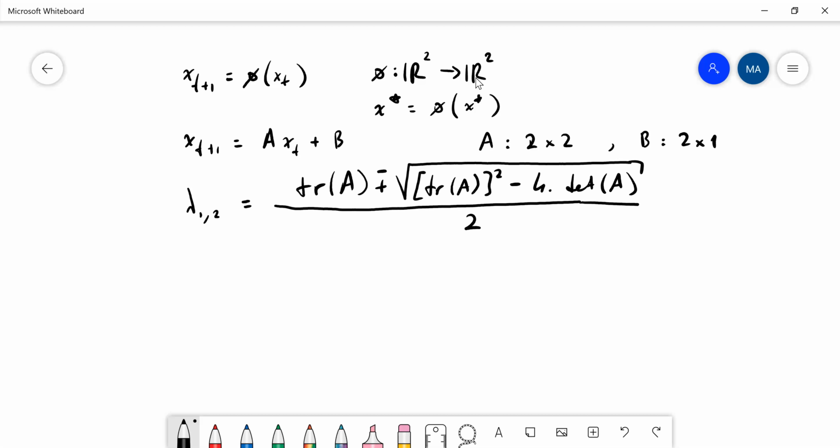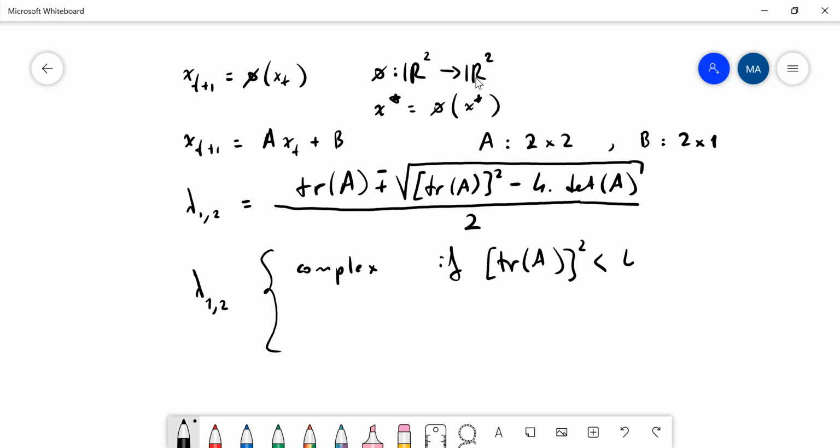Now the idea is this. Lambda 1, 2 will be complex numbers if trace squared is less than 4 times determinant A, and they will be real otherwise. Okay? Now we're going to look at these cases separately.